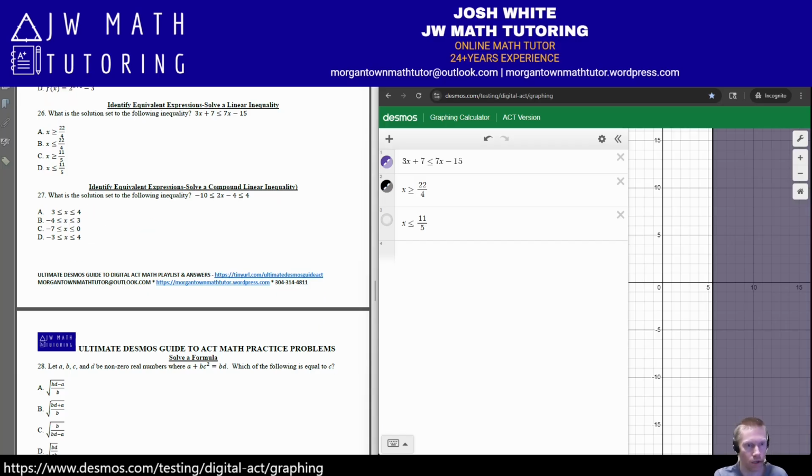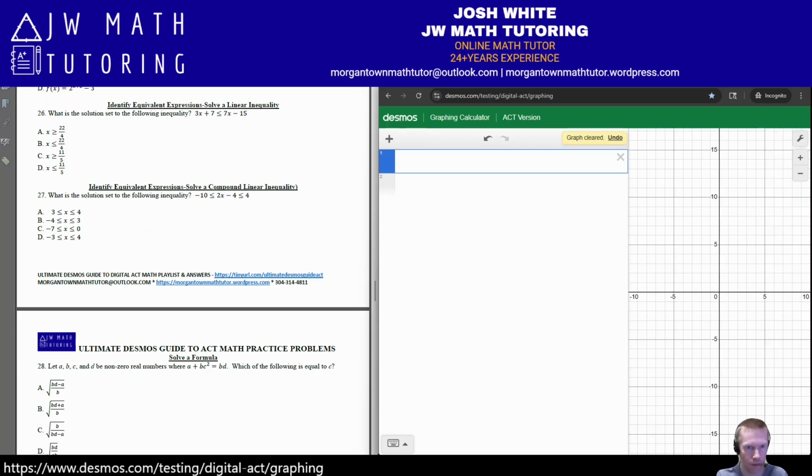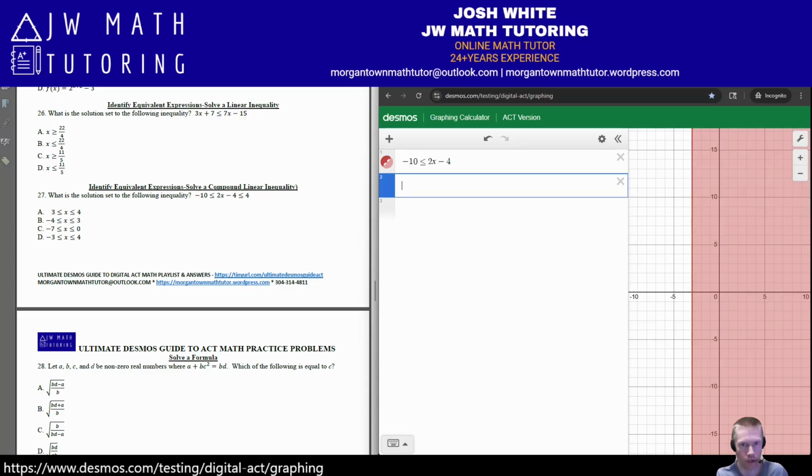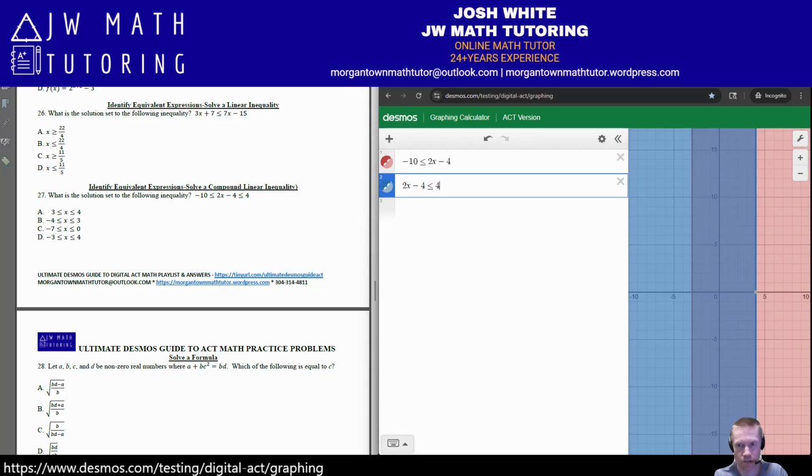All right, now let's look at the one below it, number 27. This one is a compound, or basically a double inequality. Now, you cannot just type it as one full statement like this. See, it's giving me an error. It's not graphing anything. They don't support solved double inequalities. So what you have to do is type just the left half, meaning the -10 up to the -4 to get one inequality, and then type the right half, which is the 2x minus 4 less than or equal to 4. The solution is the part in the middle, so we want this dark part in the middle between -3 and +4.